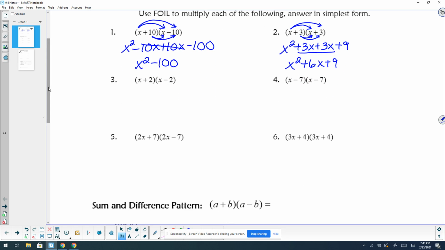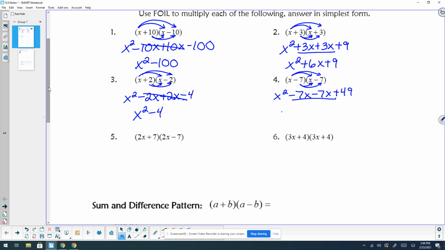Okay? 3, same thing. FOIL. So I end up with x squared minus 2x plus 2x minus 4. Middles cancel. X squared minus 4. Problem number 4, x times x is x squared. X times negative 7 is negative 7x. Negative 7 times x is negative 7x. Negative 7 times negative 7 is 49. I can add these two together, or combine these two. X squared minus 14x plus 49.